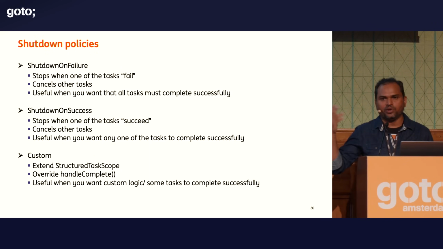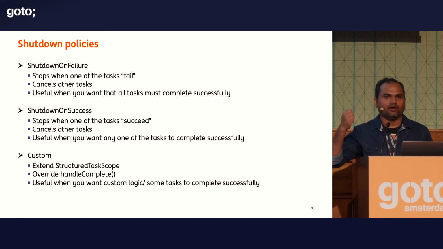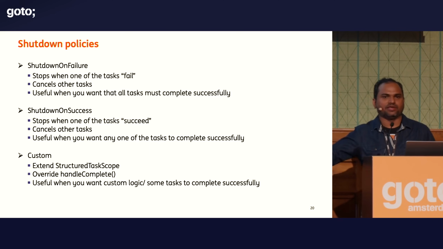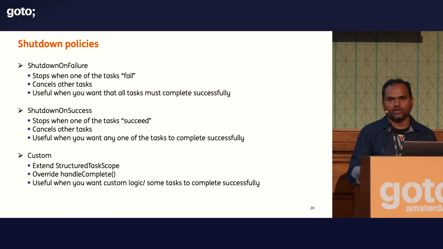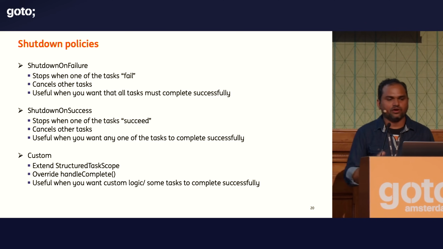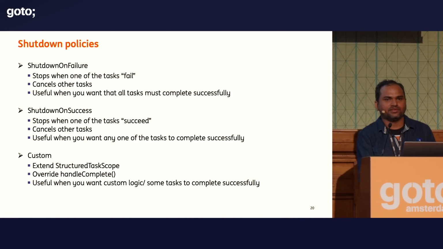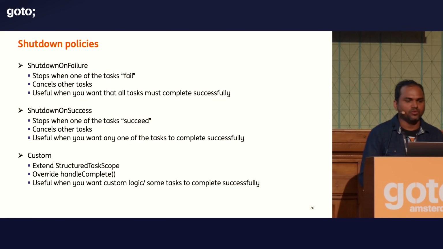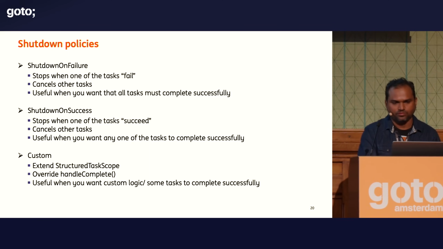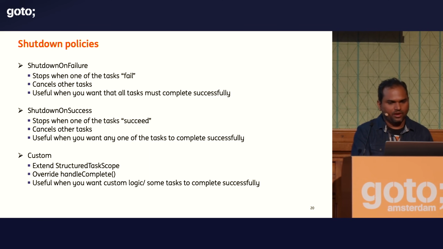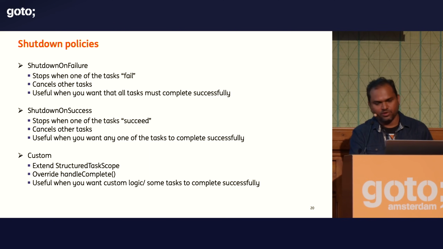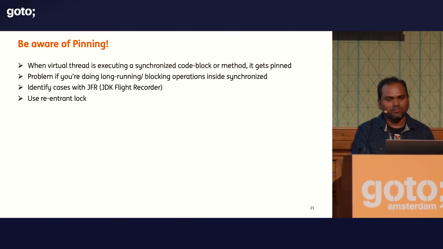You override the handleComplete method. That's the handle you have on dealing with what is happening with the successes or failures, and you can use it to write your custom logic. You can, let's say, shut down on completion of some tasks successfully or in failure mode. You can just do whatever you want. We're not going to see that example because I don't think we have the time.